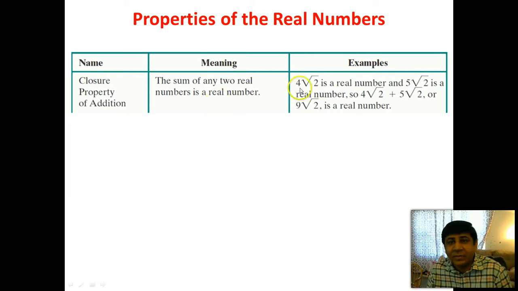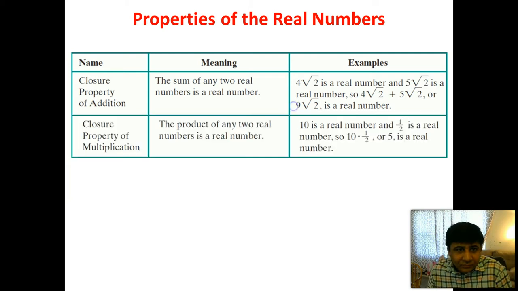Okay, here's an example. 4 square root of 2 is a real number, 5 square root of 2 is a second real number. If you add the two, the result will be another real number. So that's what it means to be closed under addition. So real numbers are closed under addition. Similarly, addition and multiplication are the same things, so don't worry about that.